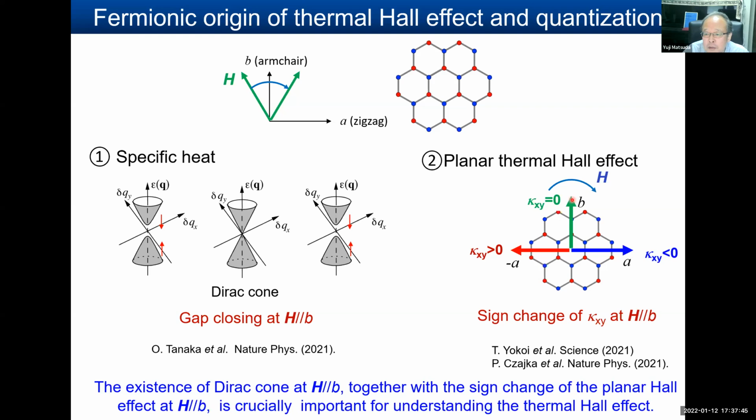This comes from the symmetry. Then this indicates the sign change should occur when the magnetic field is rotated across the B axis, from the symmetry argument. So I'd like to point out the existence of the Dirac cone at the magnetic field parallel to the B axis, together with the sign change of the planar Hall effect at H parallel to the B axis. So the two independent experiments are crucially important for understanding the origin of the thermal Hall effect. Let me discuss this in detail.